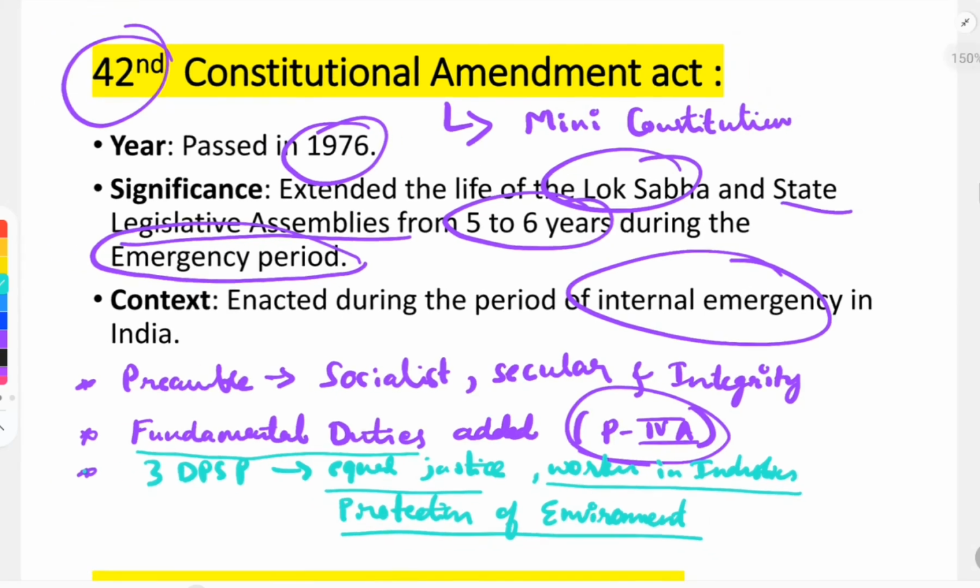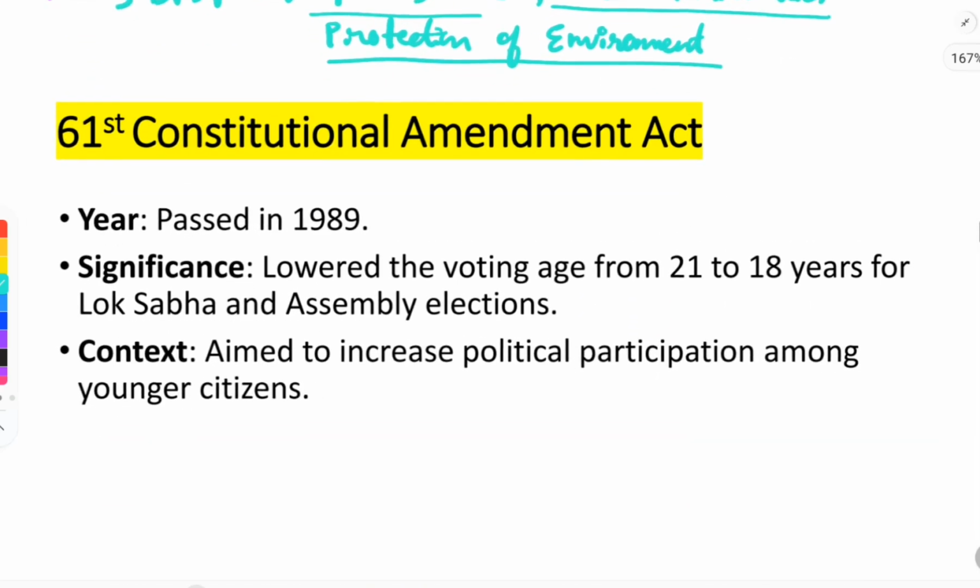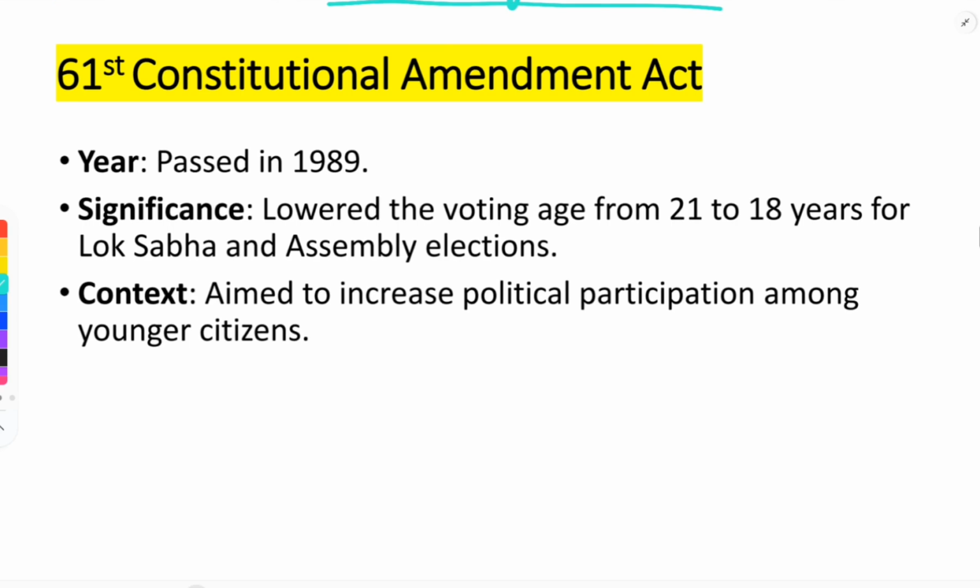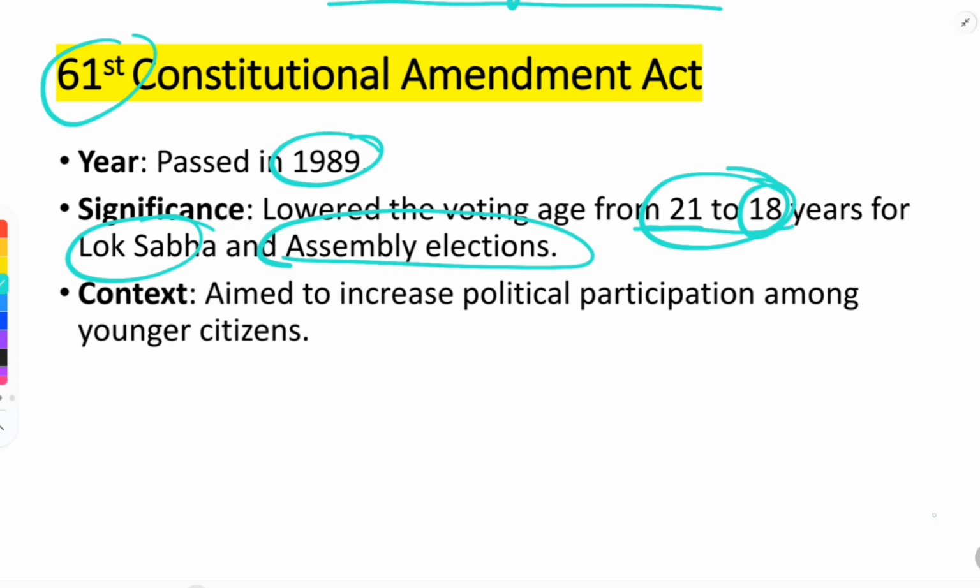Okay, next we'll see the 61st Constitutional Amendment Act. It was passed in 1989. In this amendment, the voting age is reduced from 21 to 18 years. See, the voting age earlier was 21. Later, through the 61st Constitutional Amendment Act, it was reduced to 18 years for the Lok Sabha and Assembly elections. And its aim is to increase political participation among younger citizens.